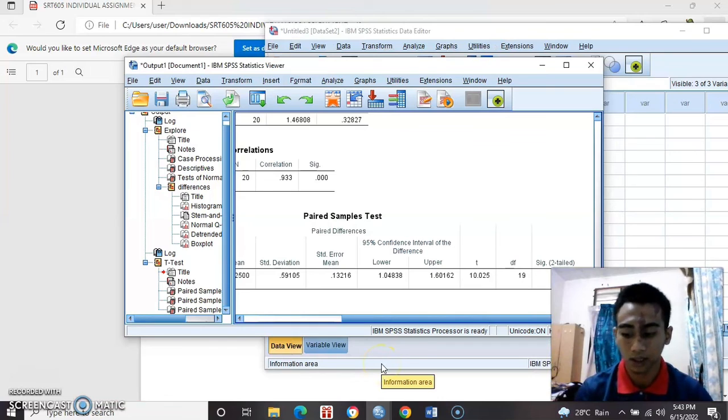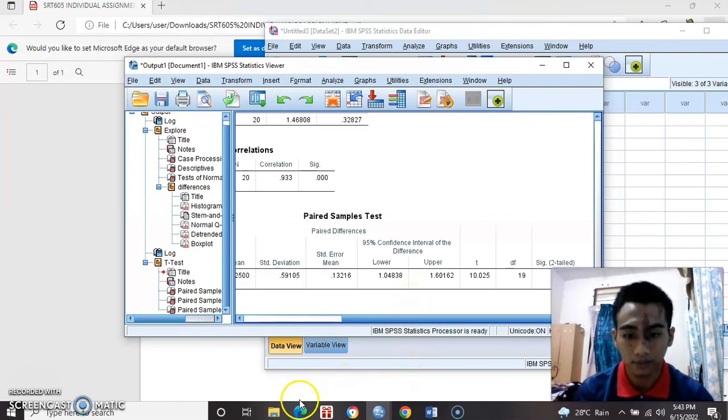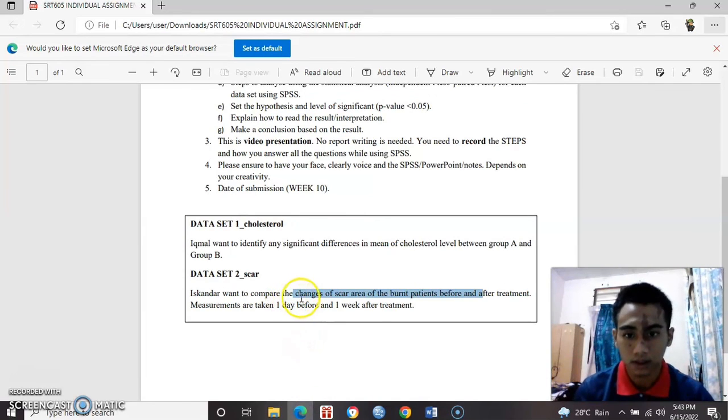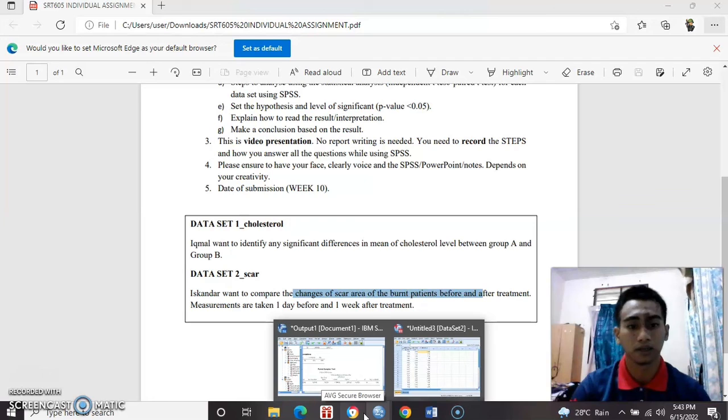So we reject the null hypothesis. So the test is significant, and the conclusion is there is a significant difference in the change of the scar area of burn patients before and after treatment. So we can see in the SPSS that the scar area of the burn patient has a change after the 1 week treatment.